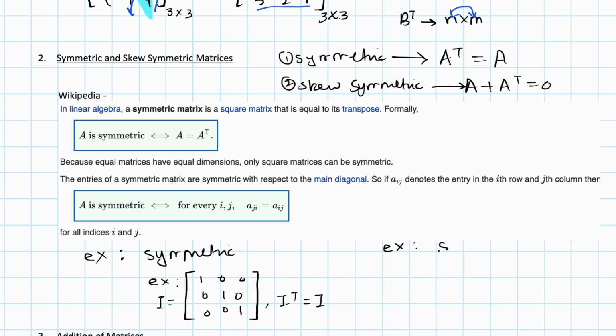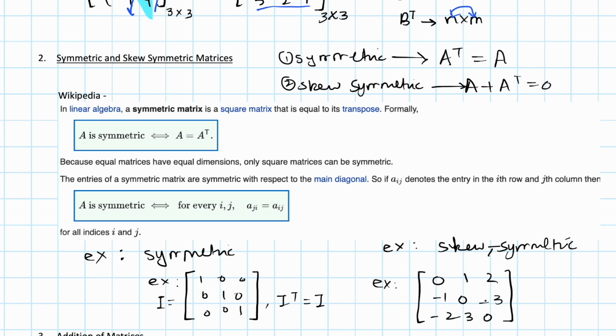Now let us take an example of a skew symmetric matrix. For a skew symmetric matrix, the diagonal entries are always 0. So if this is 1, this will be minus 1. If this is 2, this will be minus 2. If this is 3, this will be minus 3. Now clearly you can see, let's call this matrix A, that A is equal to minus A transpose. So these are some common examples of a symmetric and a skew symmetric matrix.